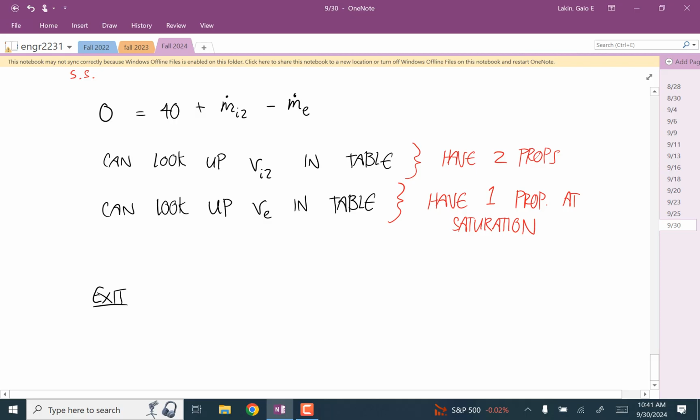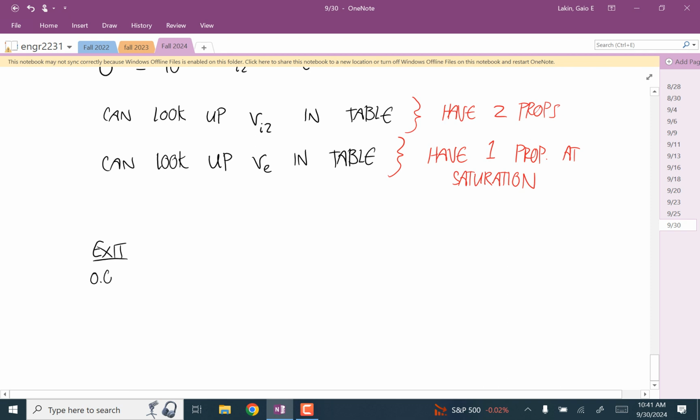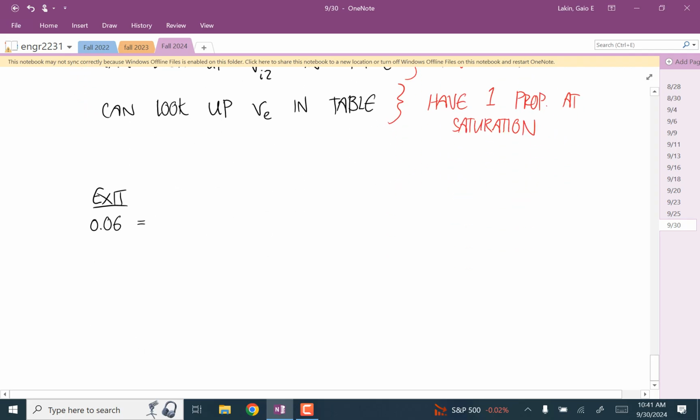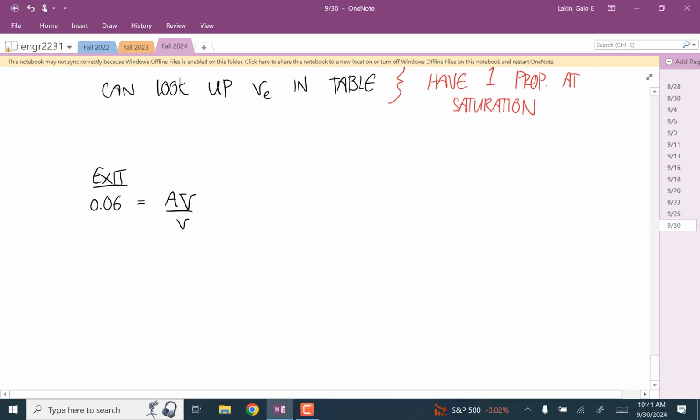Okay, so at the exit, we have that the volumetric flow rate is 0.06, and that's equal to the area times the speed divided by the specific volume. And we can look up the specific volume from the saturated water table.